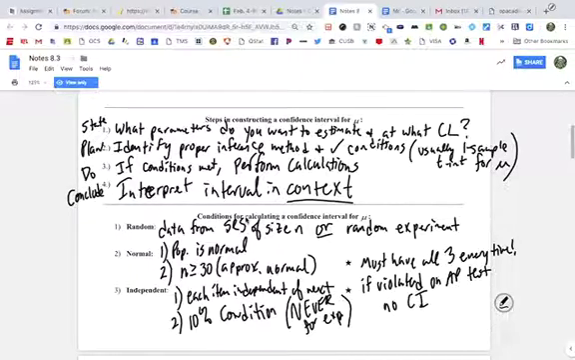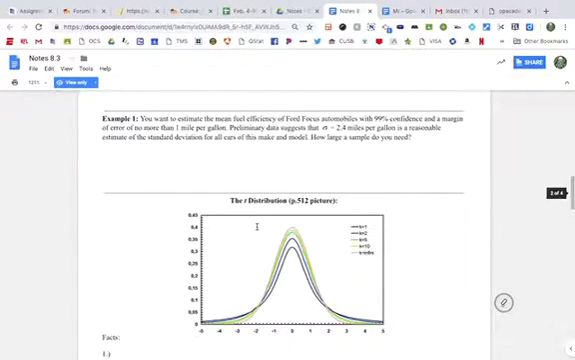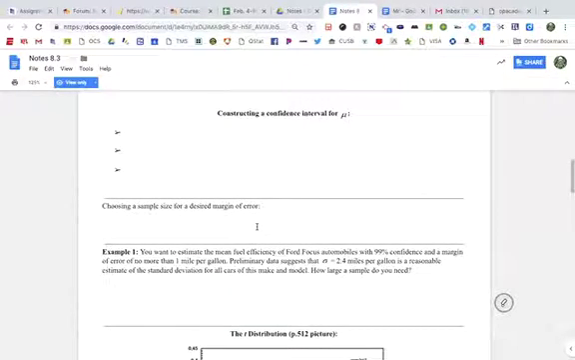Alright, so there's the bulk of the vocab and application stuff. So now what we need to do is actually do some math.